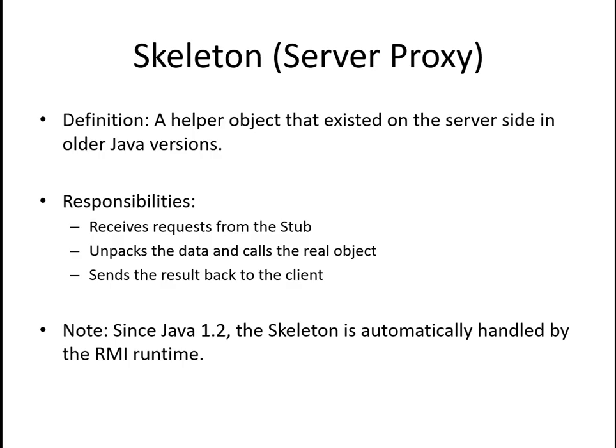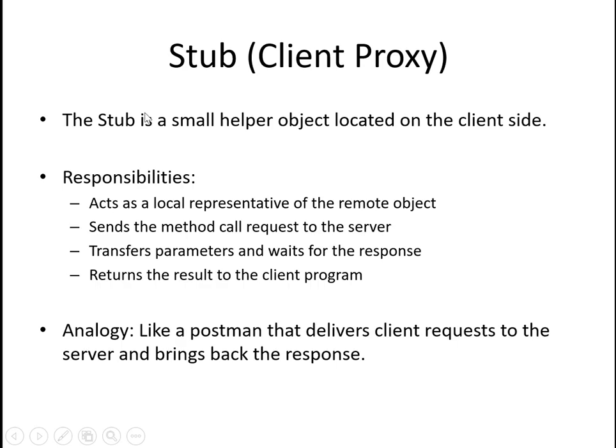Marshalling means that whenever you are sending data, you have to convert the data into a transportable format. Unmarshalling means converting it back to the normal data. So when the client wants to talk, the stub performs the marshalling operation. It sends a method call request to the server, transfers the parameters, and waits for the result. Before transferring the parameters, it packs the data.